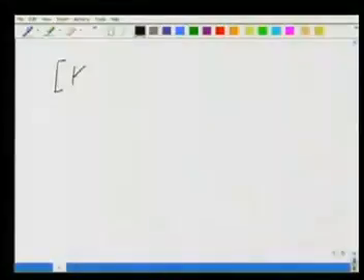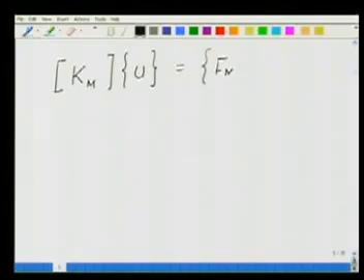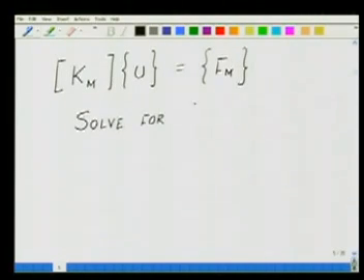So if I now use this and write the system, I will call it K modified into the displacement vector u is equal to the F modified. So once I have these two things, then I can solve for u. Now, how do I solve for u? I can solve for u by taking the inverse of K. So u will be equal to Km inverse into Fm.